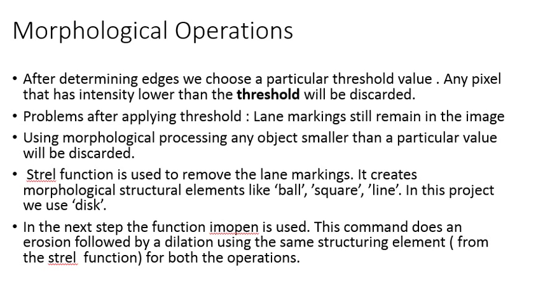Morphological operations. After determining the edges, we choose a particular threshold value. Any pixel that has an intensity lower than the threshold will be discarded. Problem after applying threshold: lane markings still remain in the image. Using morphological processing, any object smaller than a particular value will be discarded. strel is a function used to remove lane markings. It creates a structuring element like a ball, square, or line. In this project we used a disk.